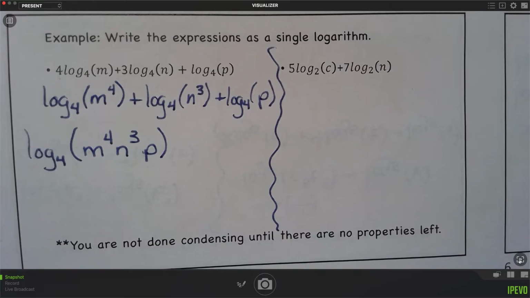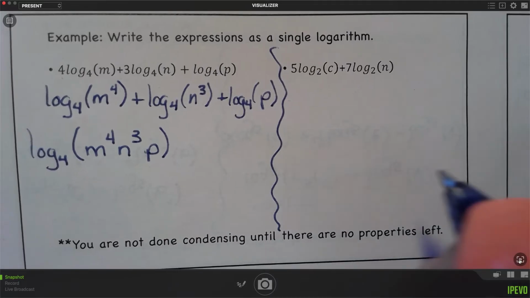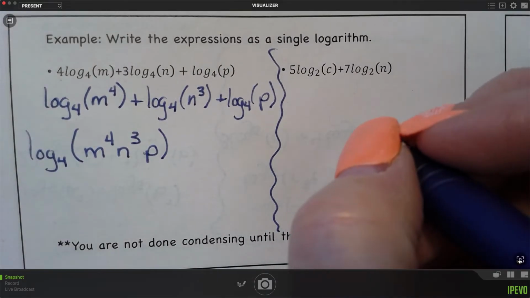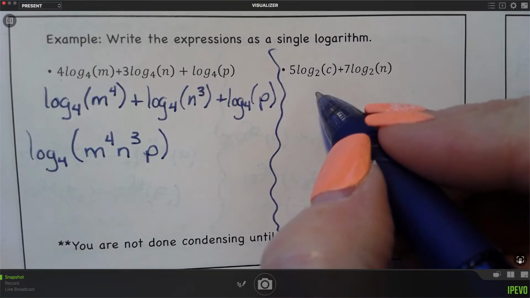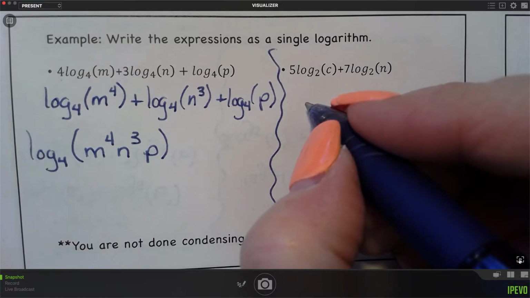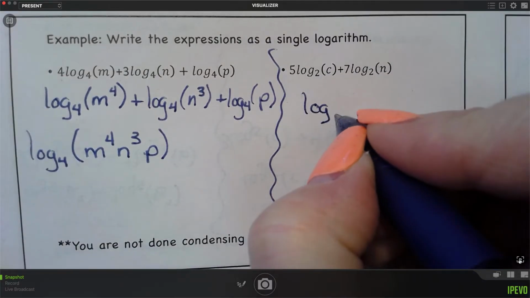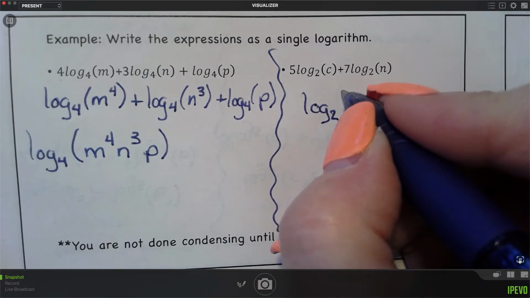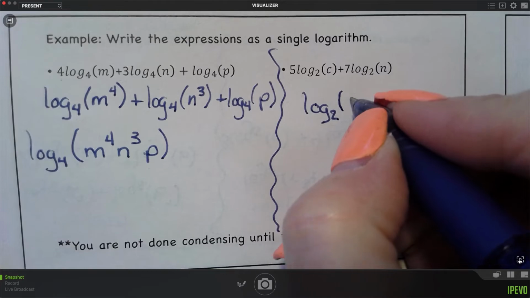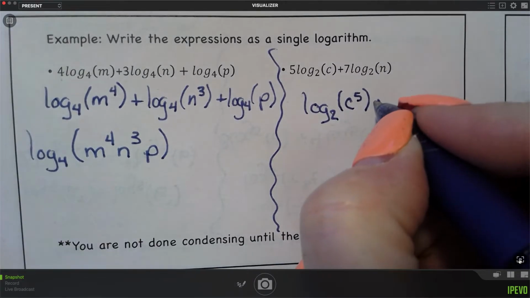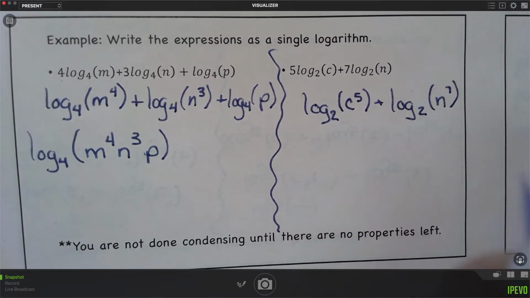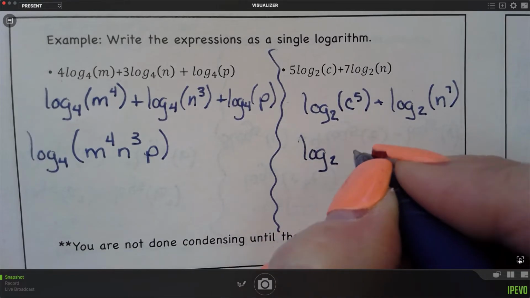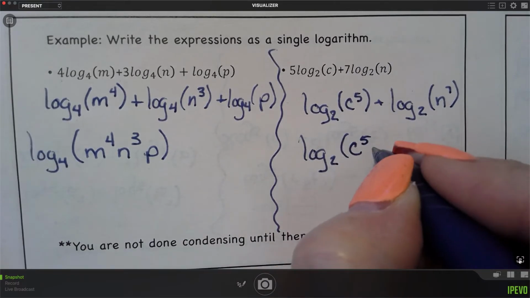Callie, are you good? Okay, Garrett, you want the answer? Sure. You can just tell me. Step it through. Well, 5 log base 2 of C, if you know, the previous would be log base 2 of C to the 5th, plus log base 2 of N to the 7th. And then I just combine those and I got log base 2 of C to the 5th and N to the 7th. Yep.